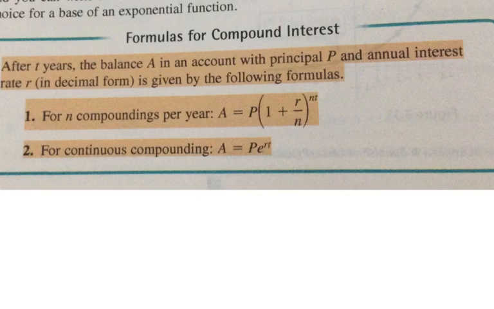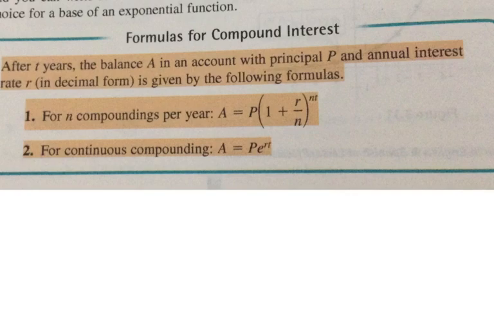7.5%, 0.075. Right? Just got to make that a decimal. N represents the number of times it's compounded in a year. So if it was annually, that means it's once a year. So my N would be 1. If it's monthly, my N would be 12. If it's daily, my N would be 365.